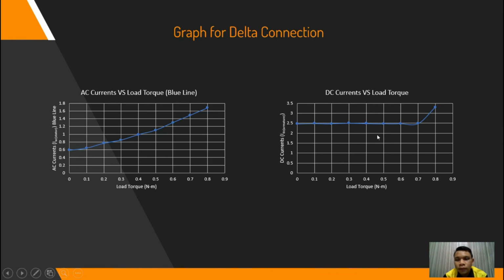And lastly, for the DC current versus load torque, when the load torque is increasing, the current is almost constant at 2.5 ampere, but after the motor was stalled at 0.8, the current exceeds more than 3 ampere. So I think that's all from us.